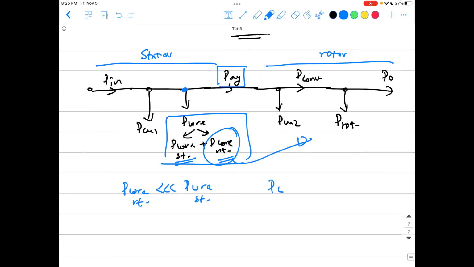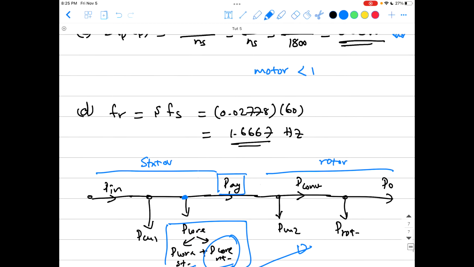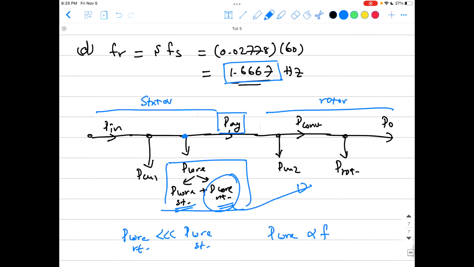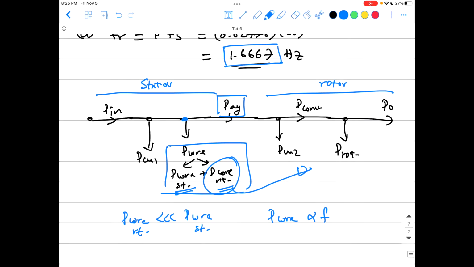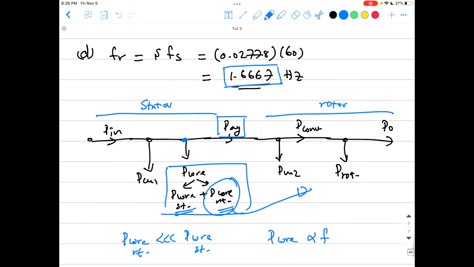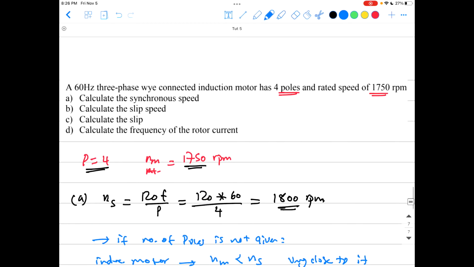Why? Because like we said before, the core losses depend on the frequency. And like you've seen here, the frequency of the rotor circuit is 1.6 Hertz, which is very, very small compared to the 60 Hertz frequency of the stator. So the core losses in the rotor are very, very small compared to the core losses in the stator, and that's why you can lump them together on the stator side. But it wouldn't be that accurate if you tried to lump them together on the rotor side. That would be wrong. Sounds good. So that's a good question to keep looking at.